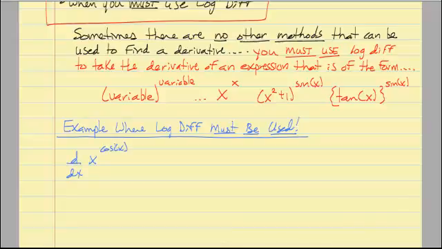So for this example, the first thing I see is, okay, I want to take a derivative, I can't use the power rule. There's not a product, there's not a quotient, there's no chain here, so I don't have any techniques I can use right now. So no derivative rules will work here. So what do I do? Well, first of all, I note that this is a variable function. I have some function of x raised to some other function of x. And when I have a variable to a variable, I use log diff.